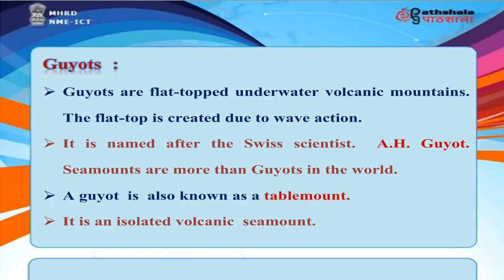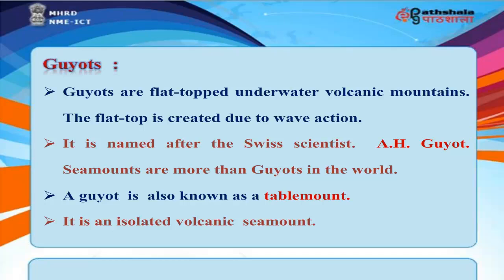Guyots. Guyots are flat-topped underwater volcanic mountains. The flat top is created due to wave action. It is named after the Swiss scientist A.H. Guyot. Seamounts are more numerous than guyots in the world. A guyot is also known as a table mount.